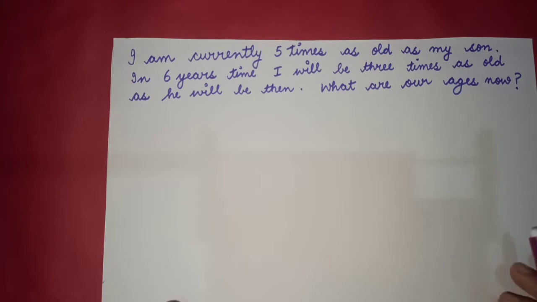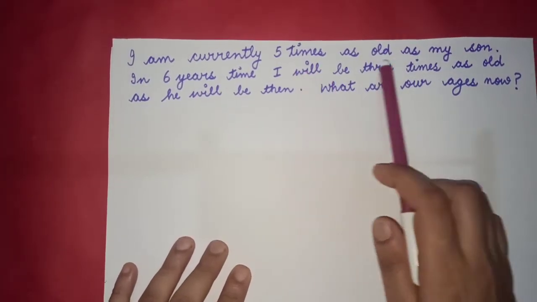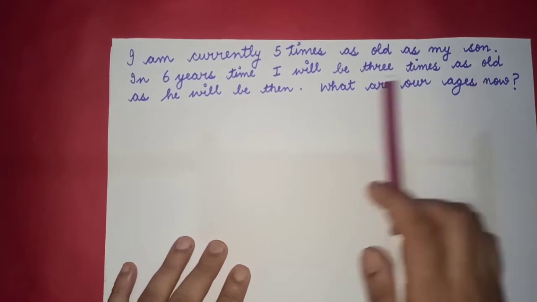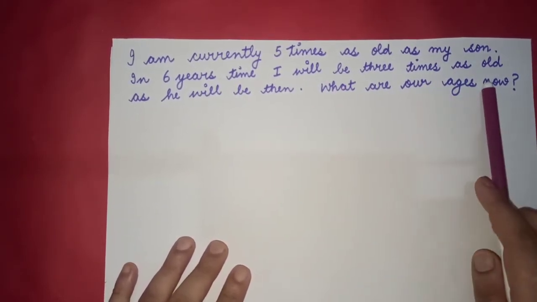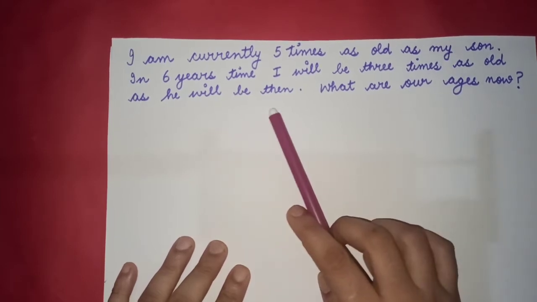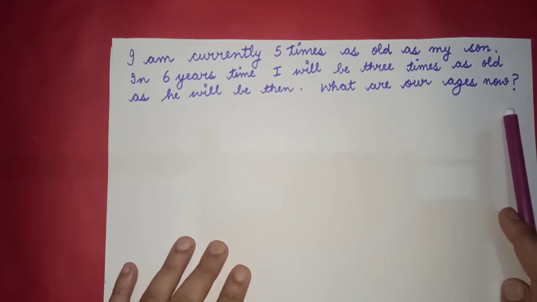So here the problem is that I am currently 5 times as old as my son. In 6 years time I will be 3 times as old as he will be then. What are our ages now?